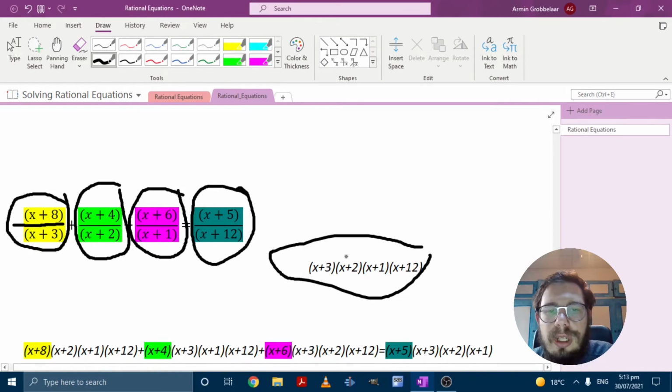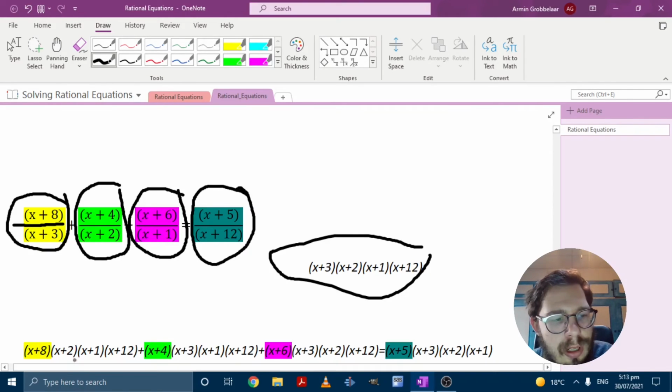So if you do it with the correct method, you would just multiply each term with x plus 3, x plus 2, x plus 1, and x plus 12. So then in the first term, the x plus 3's will cancel out. Then in the second term, the x plus 2's will cancel out. In the third term, the x plus 1's will cancel out. And in the last term, the x plus 12's will cancel out.